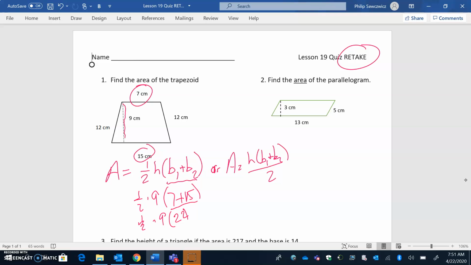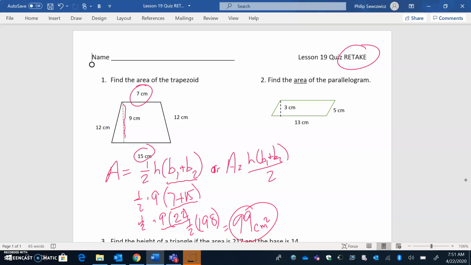So I'm actually going to use my properties. I'm going to use my 9 times 22 first because it's all multiplication. So if I do that, I get 198. And now I'm going to take half of that. So there's my answer of 99. 99 centimeters, and it's squared because of area. So let's see what happens if we did it the other way using the other formula.